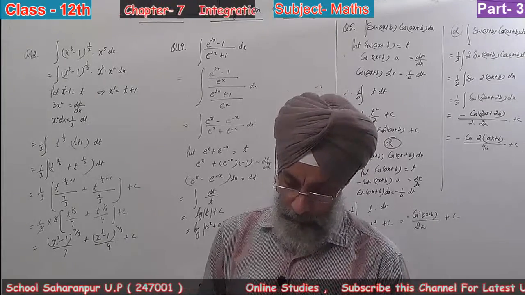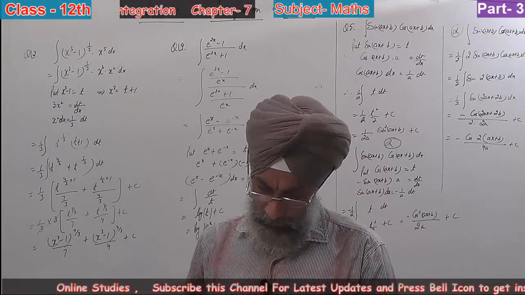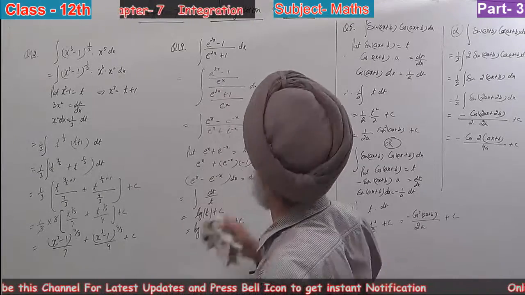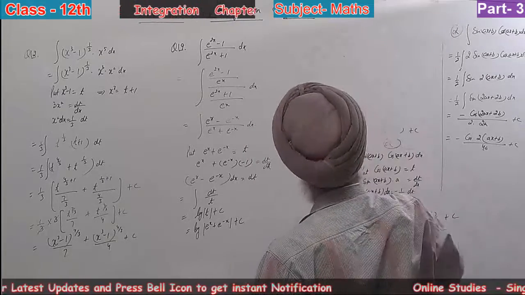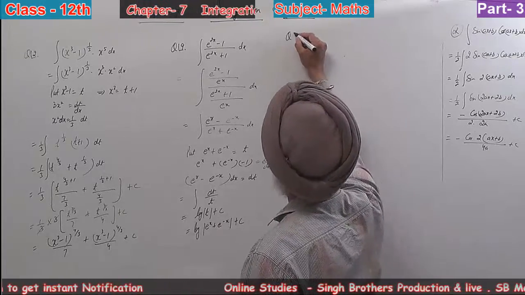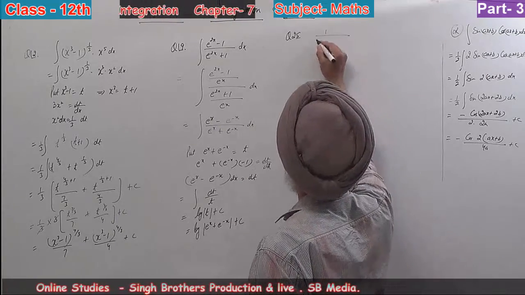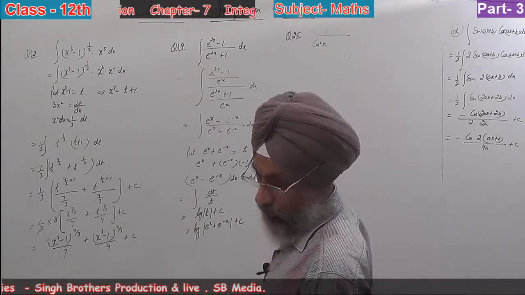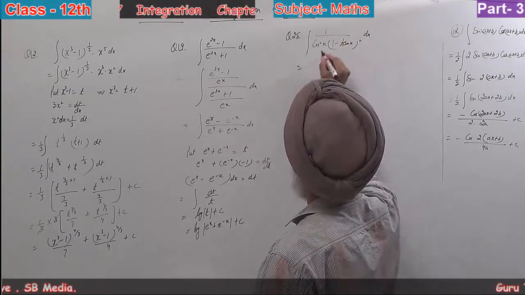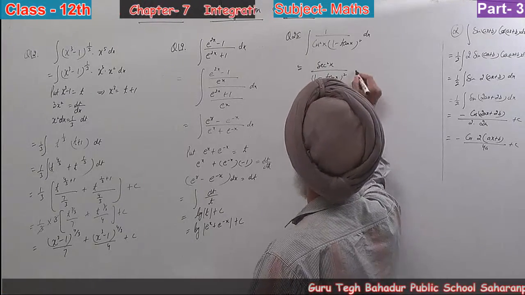Okay. Further, if we see question number 25, it is 1 upon cos²x, and in the bracket it is (1 − tan x) whole squared. 1 upon cos²x can be written as sec²x, so sec²x (1 − tan x)² dx.